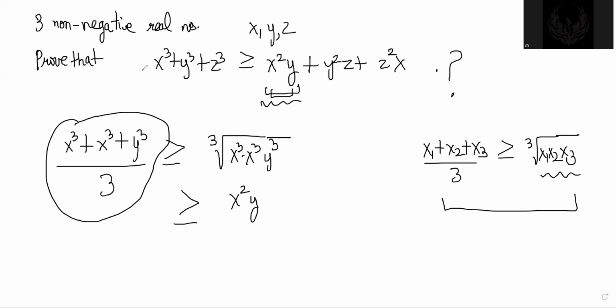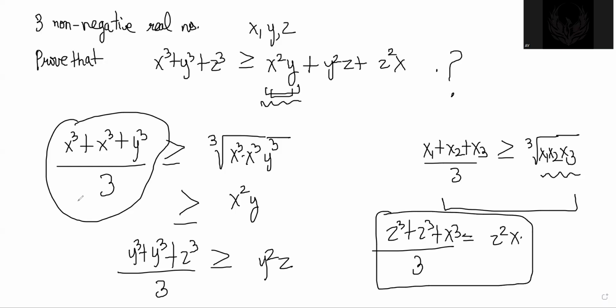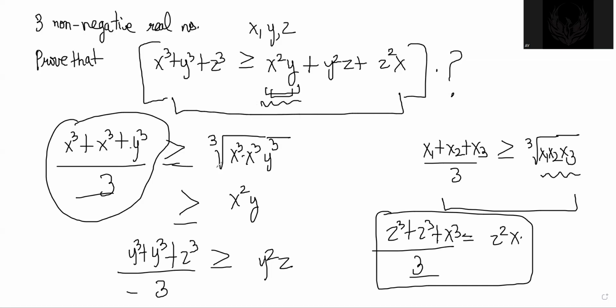Similarly, I can say y cube plus y cube plus z cube by 3 is greater than or equal to y square z. And finally, z cube plus z cube plus x cube by 3 is greater than or equal to z square x. Now, if you add all of the left-hand sides, you are getting 2x cube here, 1x cube here, so you're getting 3x cube, 3y cube, 3z cube by 3. So that is the proof of this, right?